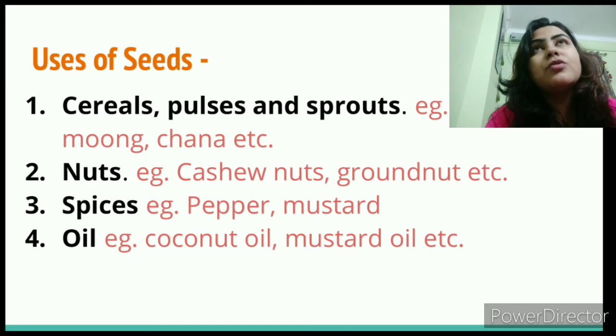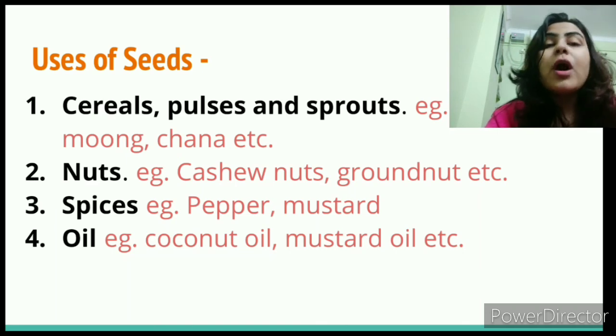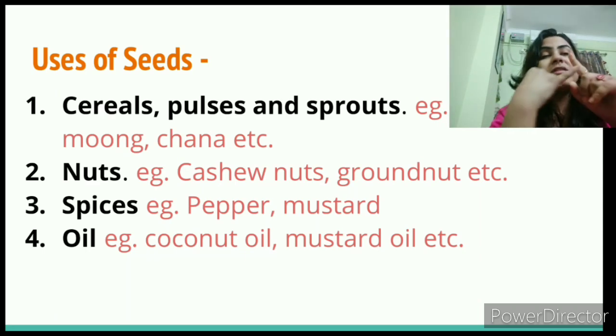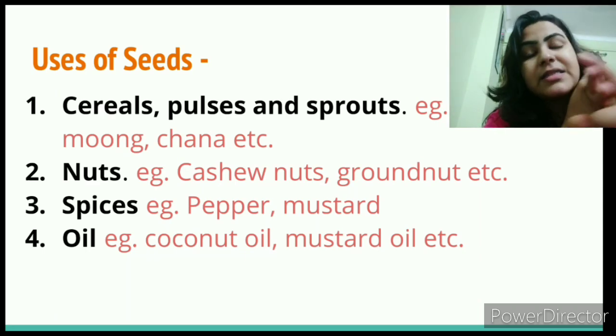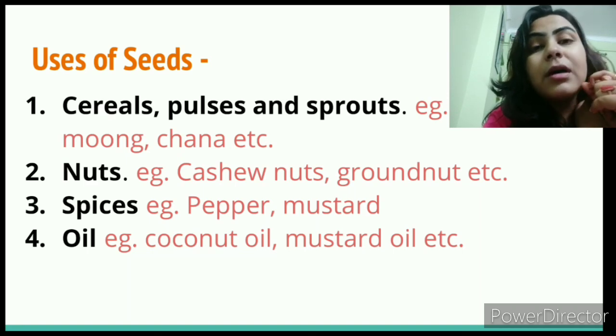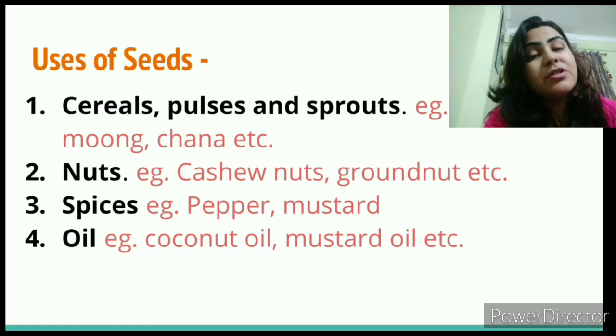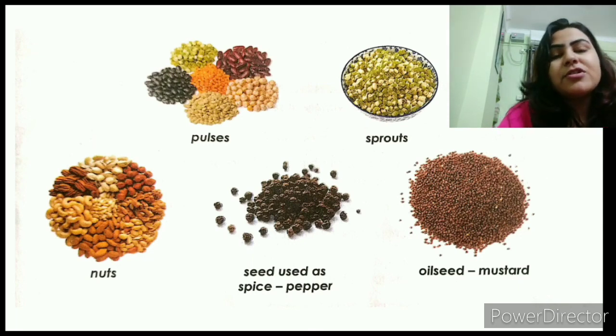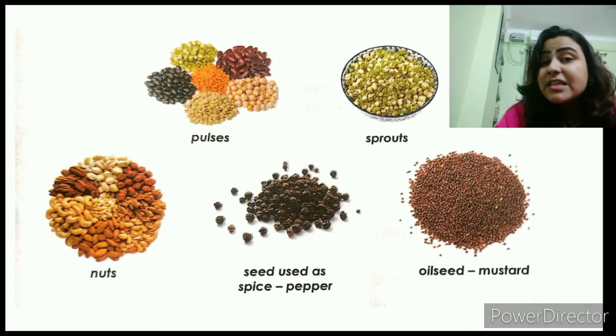The seed is not only useful to grow a new plant, but it also serves as a major source of our food. From our staples to our cooking oil, to our spices and to our nuts. As we say, the nourishing food, that are the dry fruits. They are also the seeds, right? Here we have a few examples of the seeds that we use. We have the nuts, we have the spices, which is the pepper, and the mustard, which is used both as an oil seed and as a spice, and we have the pulses.